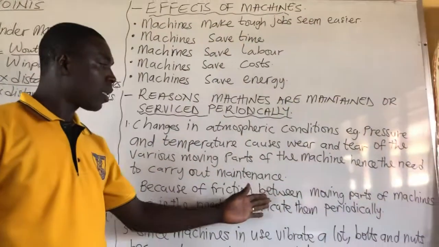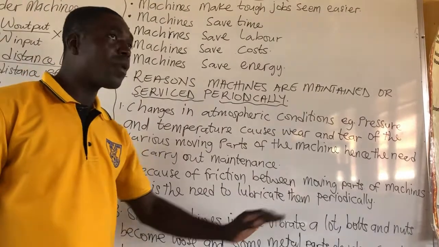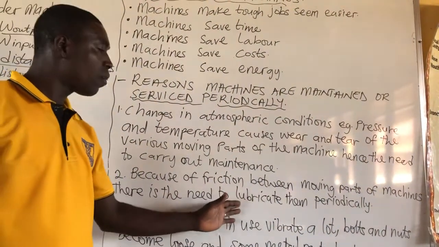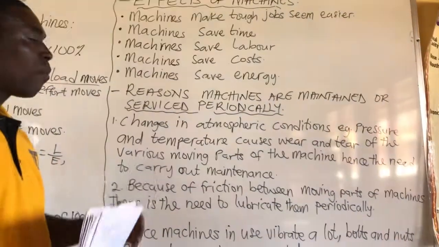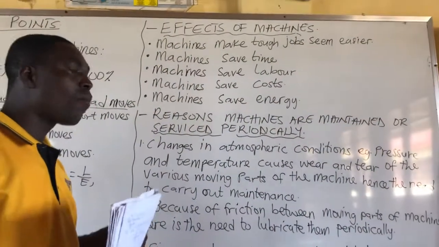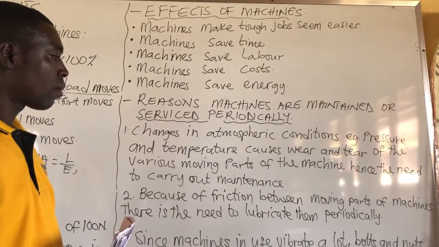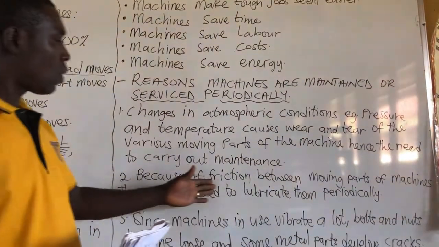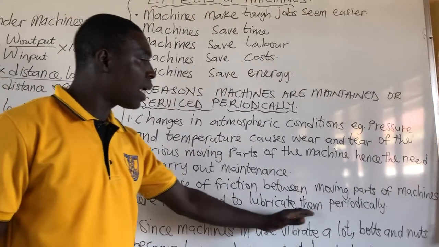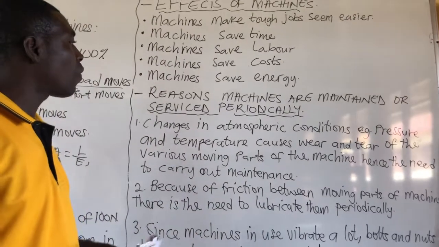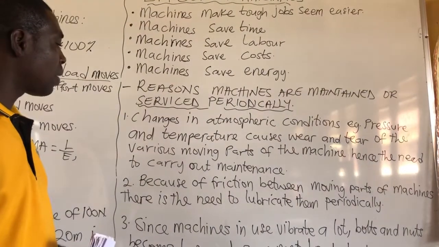Because of friction between moving parts of machines, there's a need to lubricate them periodically. Lubricate here or lubrication is applying grease, which is like oil, to the moving part so that the part can move freely to reduce friction. So, because of friction between moving parts of machines, there is a need to lubricate them periodically. And that is another reason machines are maintained or serviced periodically.